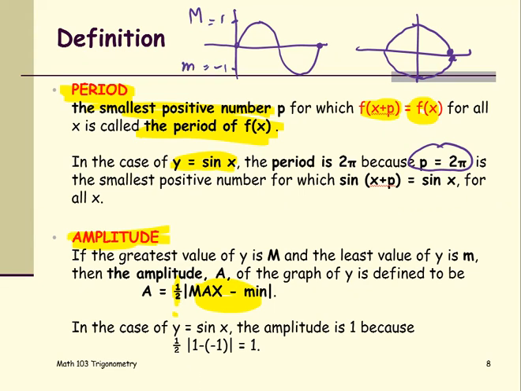So the amplitude is computed by a half of the difference of the max and min, or basically find the difference, or what is the total height of the graph, and then divide by 2. So it can be computed by subtracting the max and min, which is 1 and -1, and then multiply by 1/2, and the result is 1. So 1 is called the amplitude of y equals sine of x.